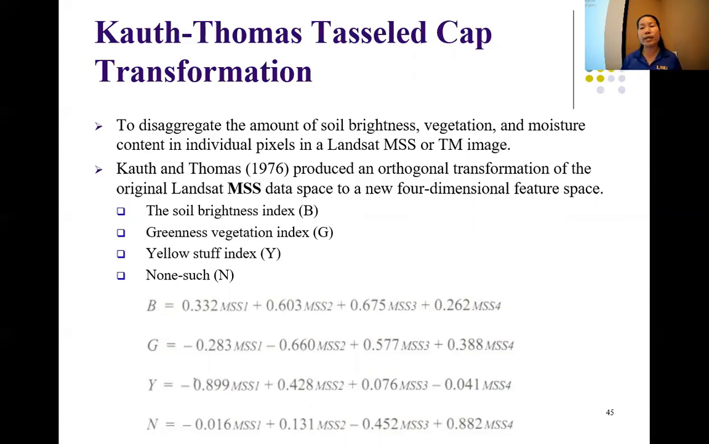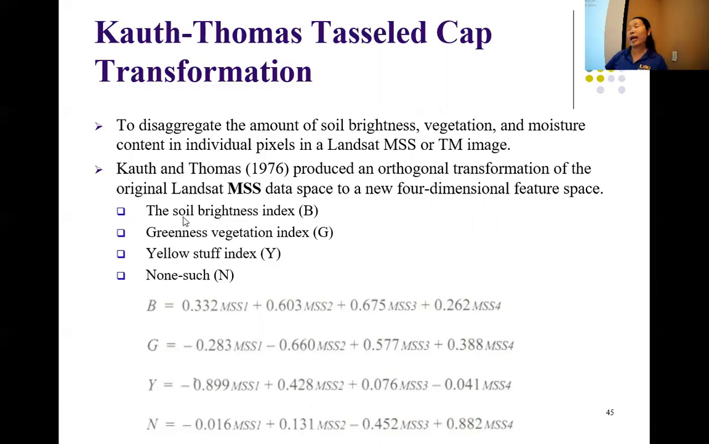And the reason why they call it the tassel cap is because, as we talked about before, when you look at a feature space, with X as the red band and Y as the near infrared band, we typically saw a chart that looks like a hat, right? That is also a feature space where you have one end with water, another end with soil, and the other end with vegetation. So this is built based on that characteristic.